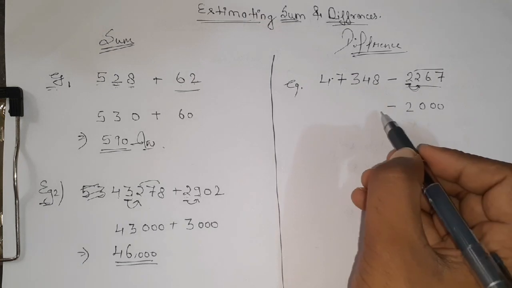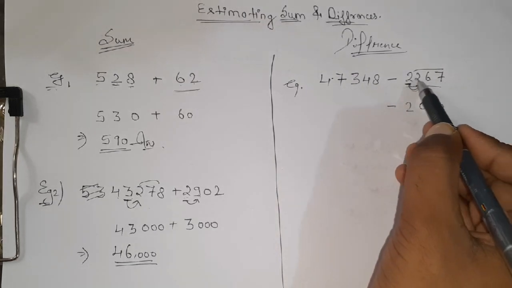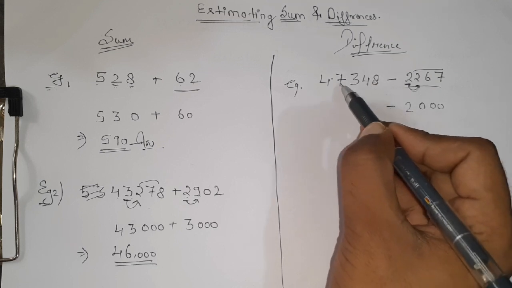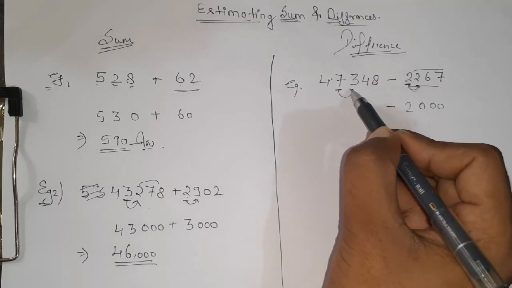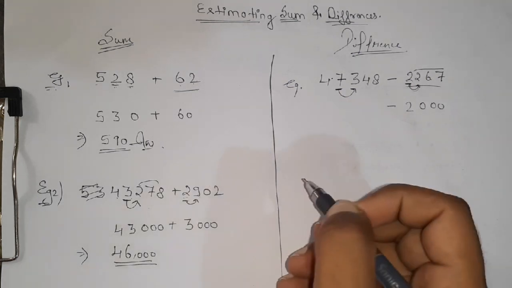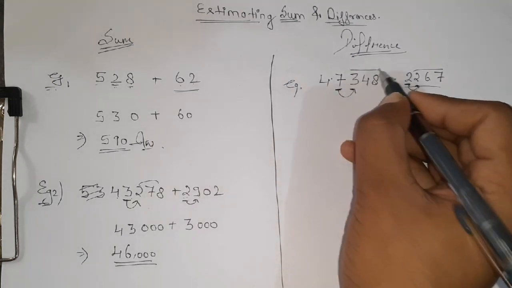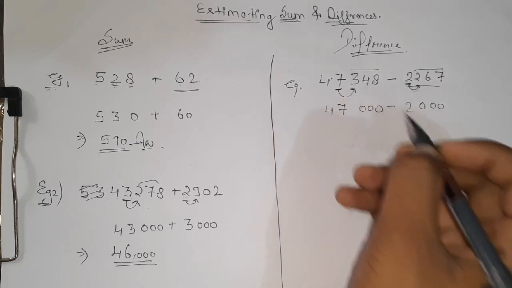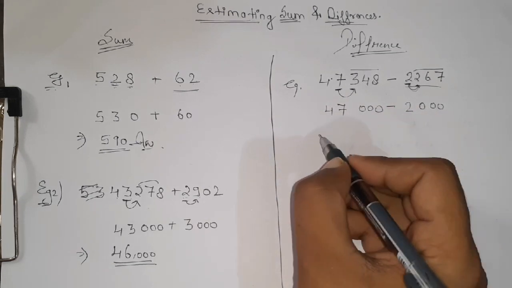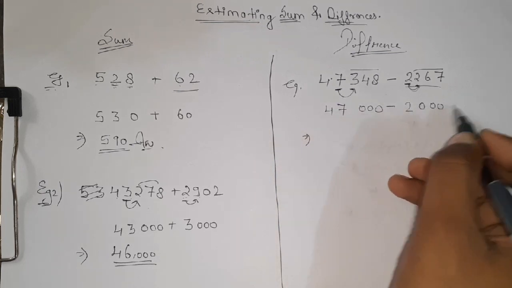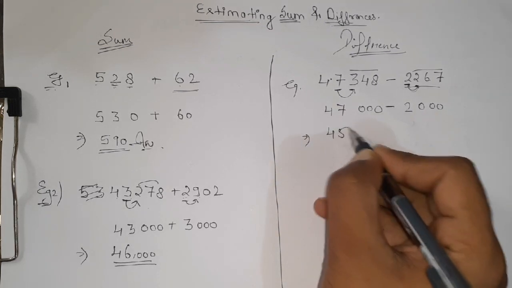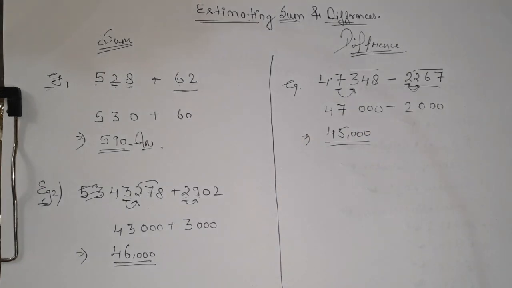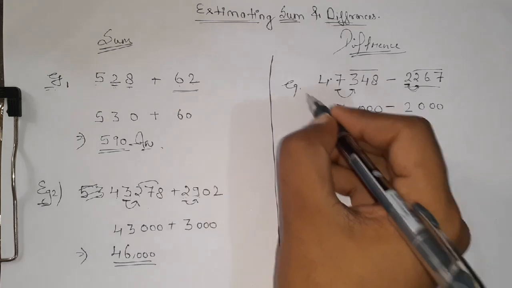Now next, come here. This is ones, tens, hundreds, thousands. We look here also the same way. After 7 you can see we have 3, which is less than 5. So we replace these three digits with three zeros, and we write 47. Again, what we will do is 47,000 minus 2,000, that will be 45,000, right, student?